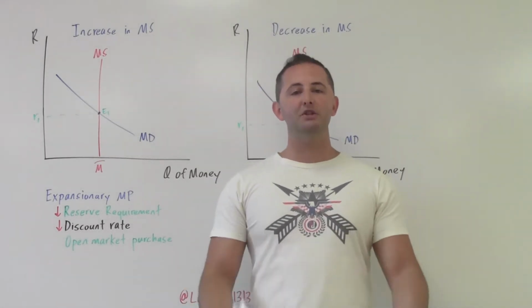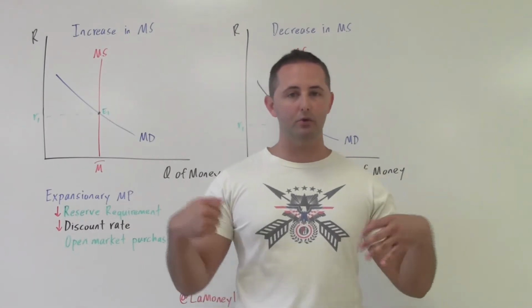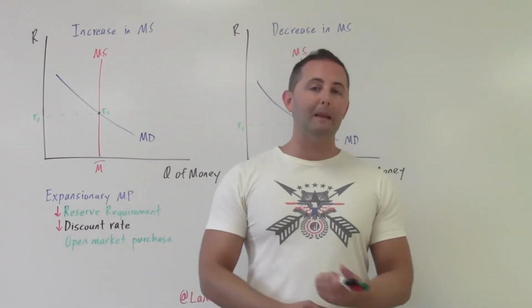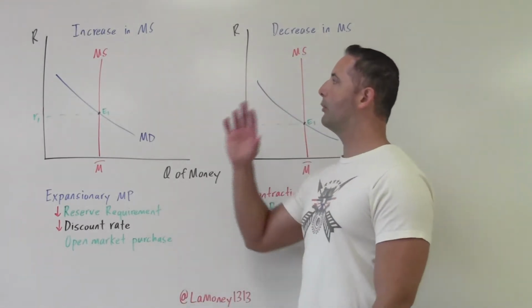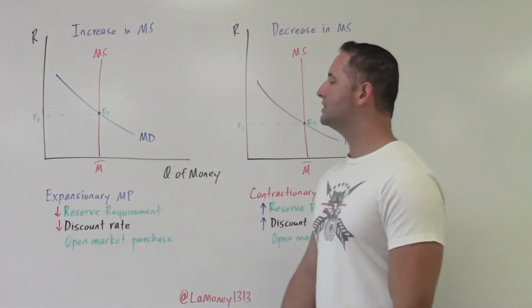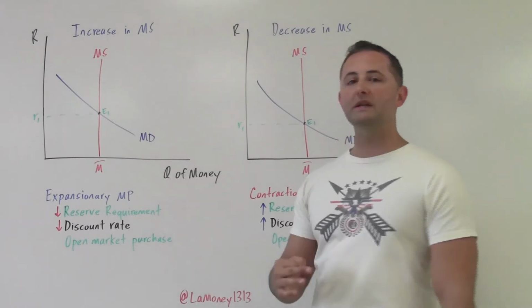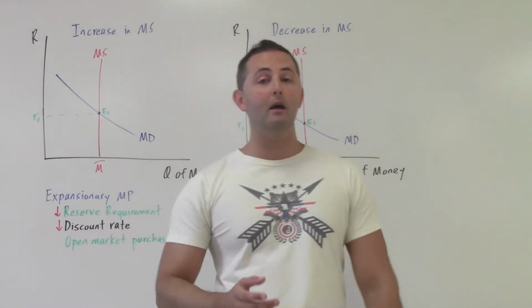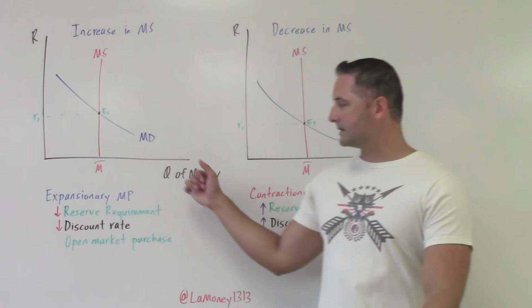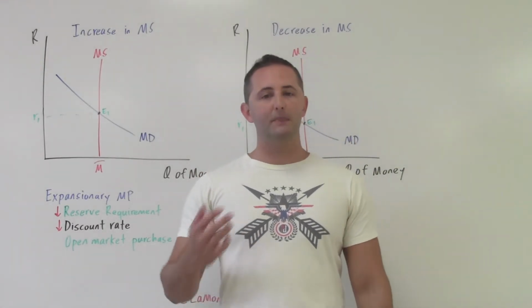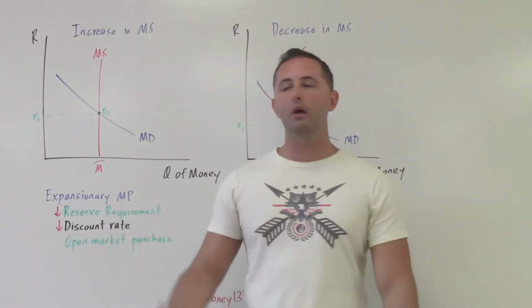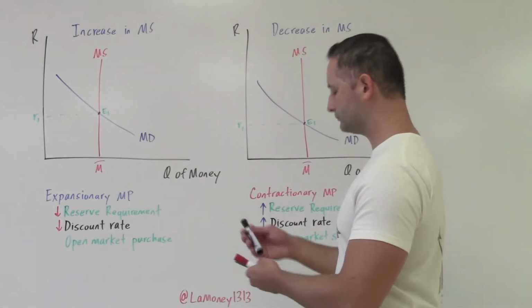When they're instituting expansionary monetary policy, they're doing so because they're trying to boost the economy. So it likely means that we are in a recessionary gap, though not necessarily. So the point is though, when they do engage in expansionary monetary policy, there are three steps that they can take. So we have our three things: reserve requirement, discount rate, open market purchases or sales. So expansionary, they want to grow the economy, they want to increase the money supply.